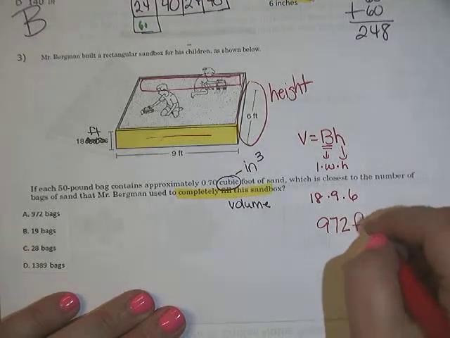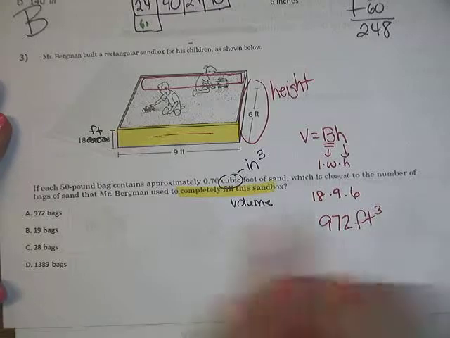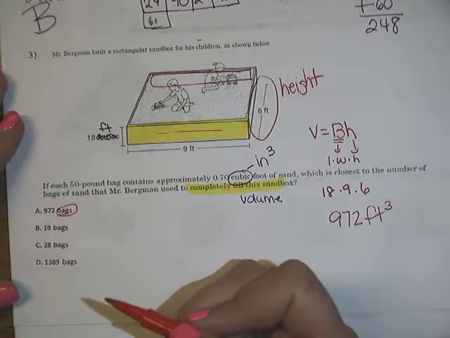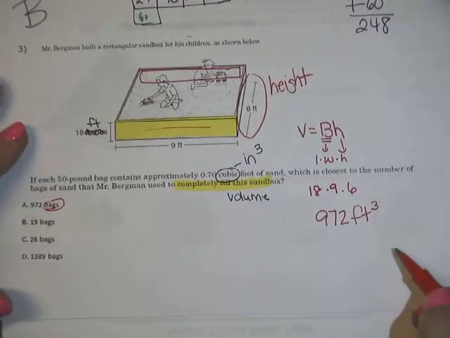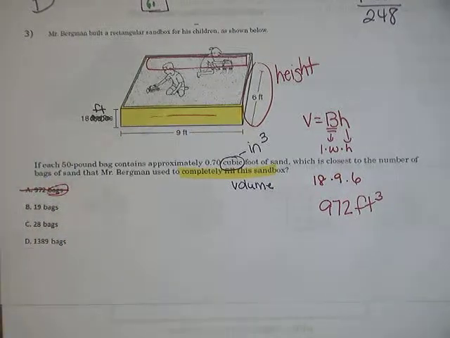which is an answer choice. But this is my feet cubed. The question wants to know the number of sandbags, and 972 says bags. Well, this means 972 feet, not 972 bags. So I hope you didn't fall for that trick.